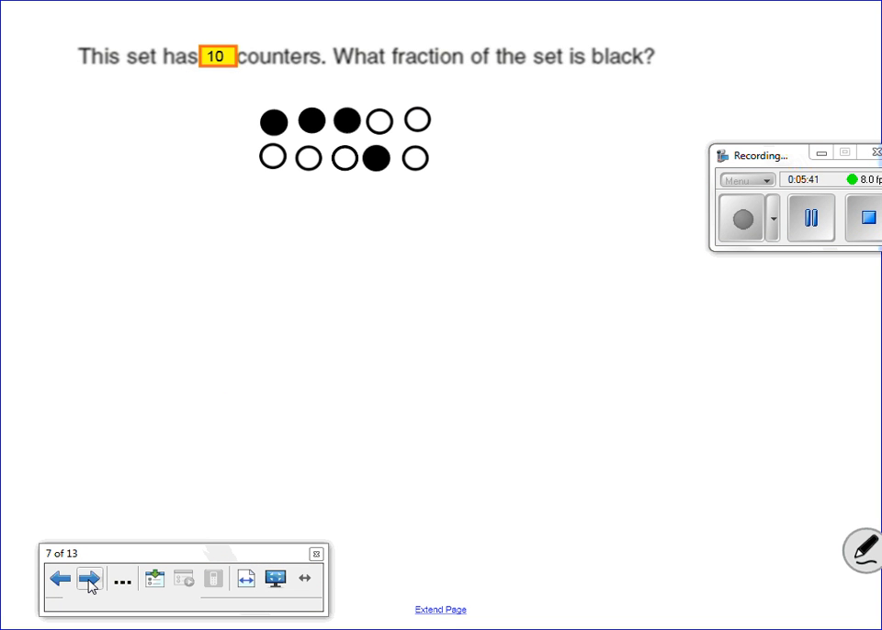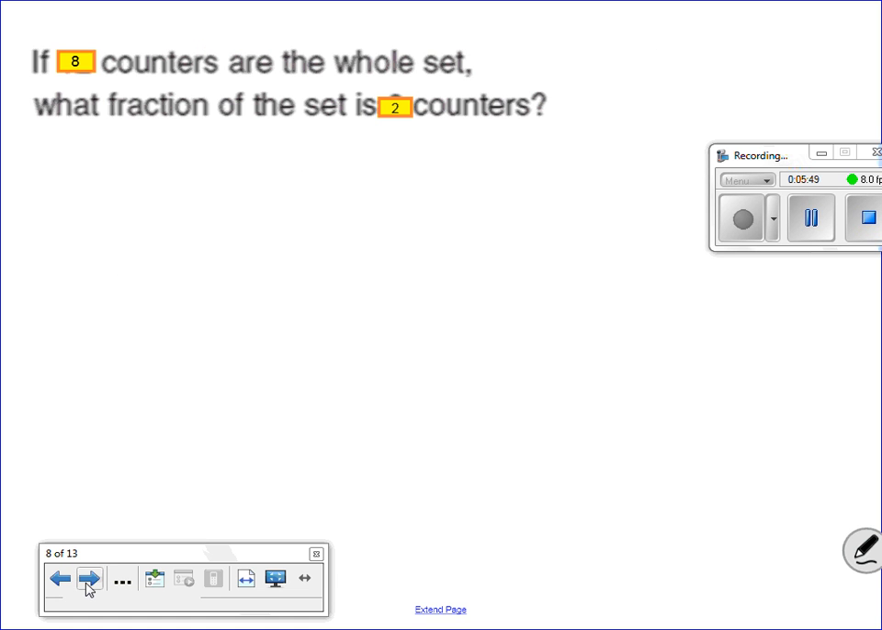This set has 10 counters. What fraction is black? 10 is my whole set. How many are black? 1, 2, 3, 4. 4 are black. Here's another example here. If 8 counters are the whole set, boom, 8's my denominator. What fraction of the set is 2 counters? 2 eighths.